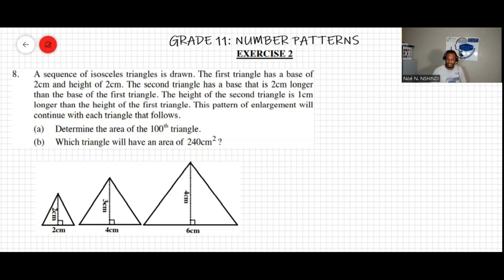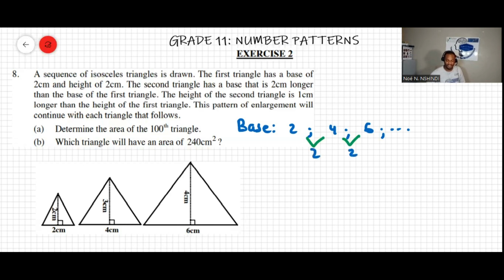All right. When you look at the pattern here, for the bases, it's going to be 2, 4, 6. Let me work out the pattern of the base. It's going to be 2, 4, 6, etc. I can see this is a linear pattern where the constant difference will be just 2.